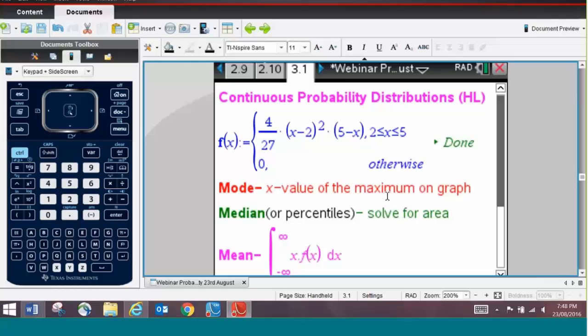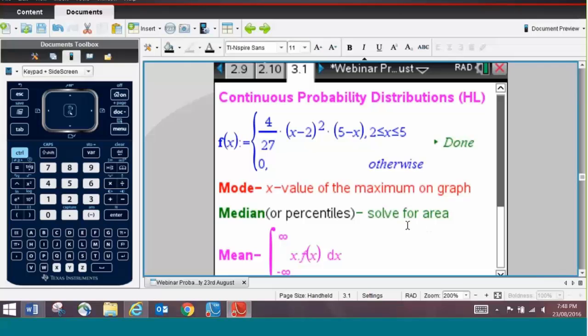Lots of students can find that maximum point, but they often don't know whether they should be giving the x value or the y value. So it's really important that you do stress that it is the x value. For the median, or any of the percentiles, and sometimes they have been known to be asked to find the interquartile range, you would need Q1 and Q3.